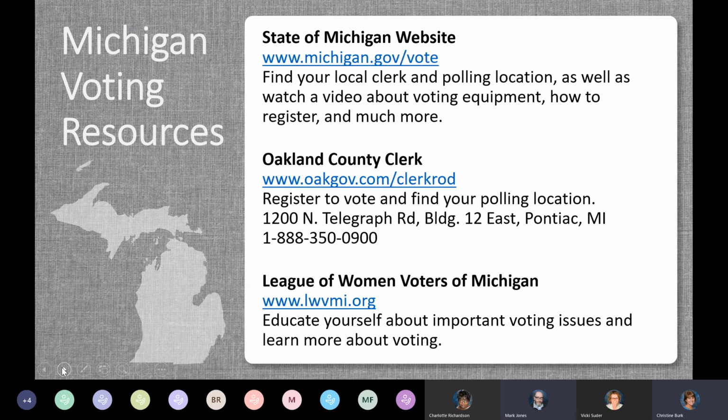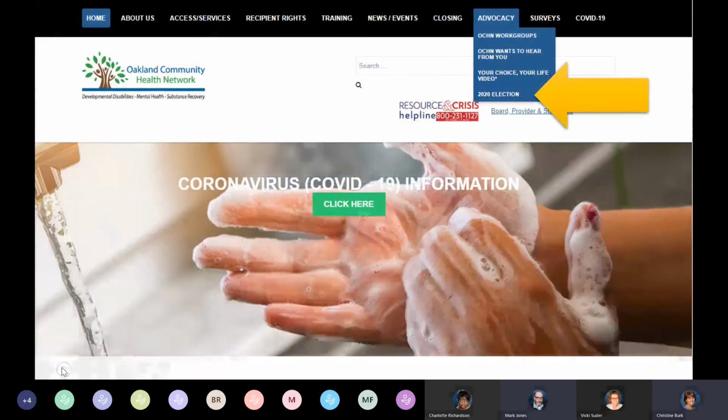These resources can help answer individualized questions that you may have, like are you actually registered to vote at your current address? Who is your city or township clerk and what is their phone number and where is their office? You can find where your polling location is. You can find out how to register and what you need to register to vote. You can also see about requesting an absentee voting ballot application. And you can learn more about issues and candidates at the League of Women Voters website. Links to these resources are on the OCHN website, and I'll go over how to get to them on the next slide.